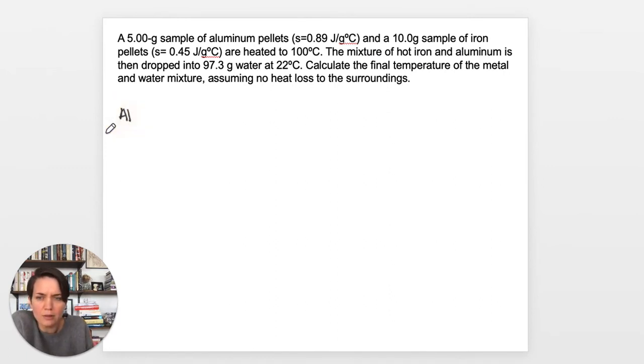So here we have aluminum. The mass is 5 grams. Specific heat is 0.89 joules per gram degree Celsius. And I see later on in the sentence it says that both the aluminum and the iron are heated to 100 degrees Celsius. So that's going to be the temperature hot of my aluminum, right? Once it drops into water, it's going to cool.